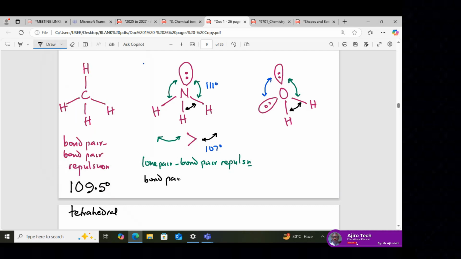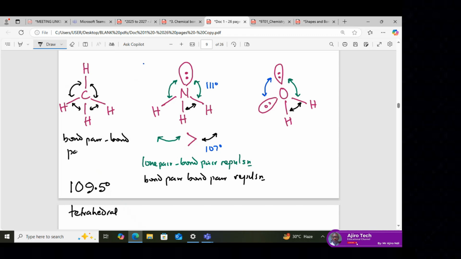Bond pair repulsion. Let me write this in black so that they all follow the same trend. Same repulsion, same repulsion, same repulsion. That's bond pair repulsion only. What about this one?